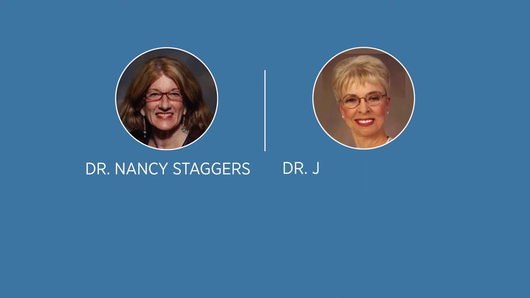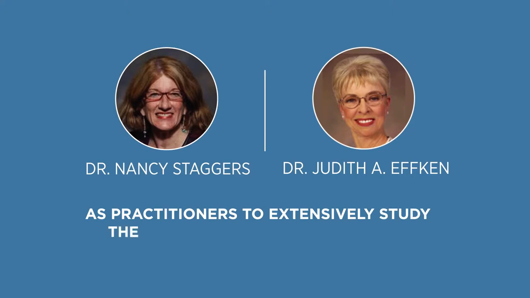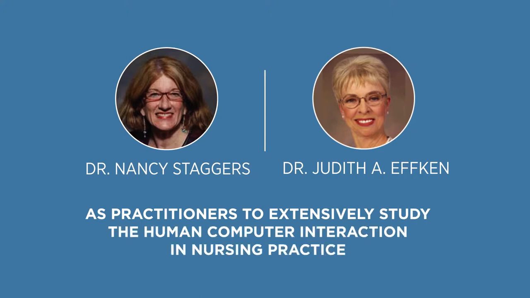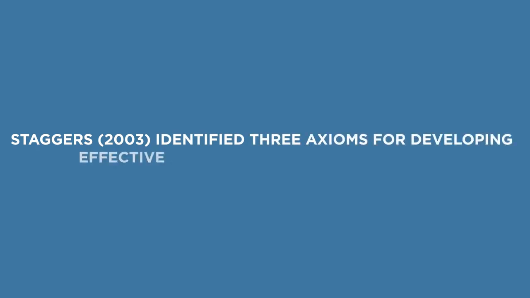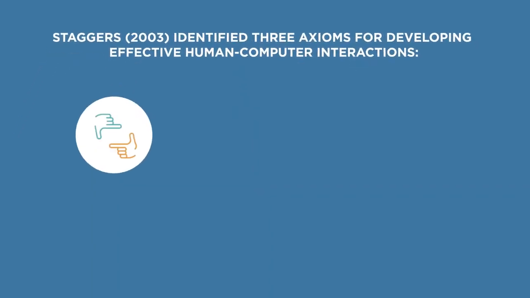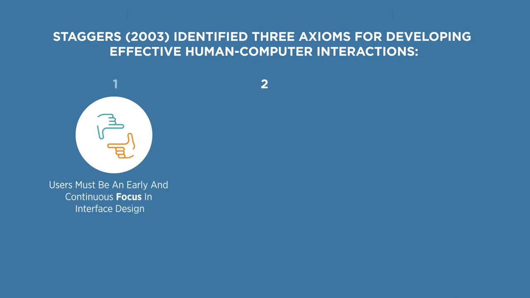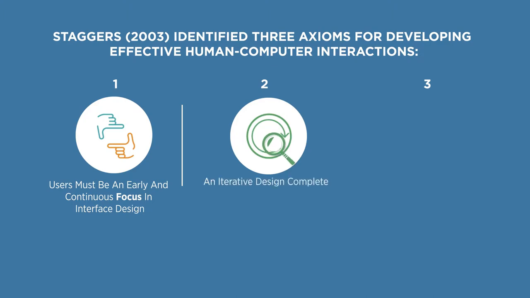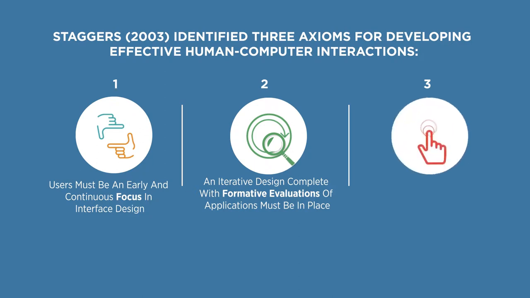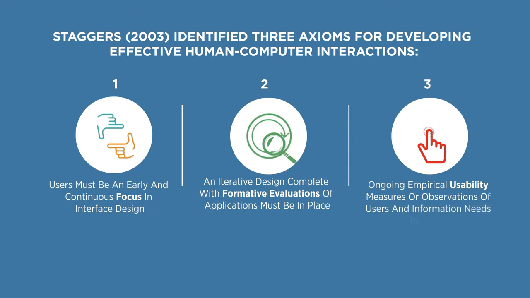Nurse researchers, like Dr. Nancy Staggers and Dr. Judy Efken, have used their backgrounds as practitioners to extensively study human-computer interaction in nursing practice. Staggers identified 3 axioms for developing effective human-computer interactions. 1. Users must be an early and continuous focus in interface design. 2. An iterative design complete with formative evaluations of applications must be in place. And 3. Ongoing empirical usability measures or observations of users and information needs to occur.